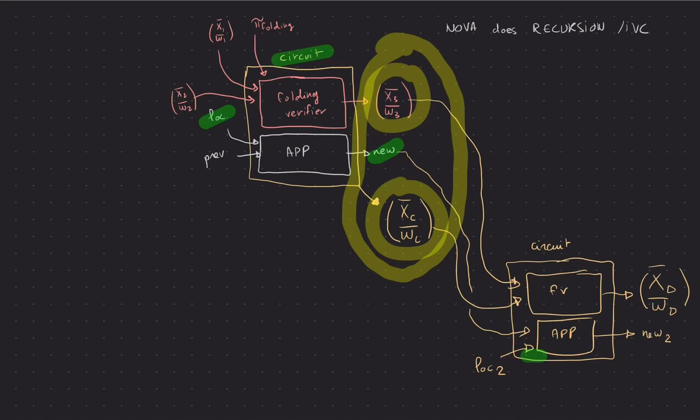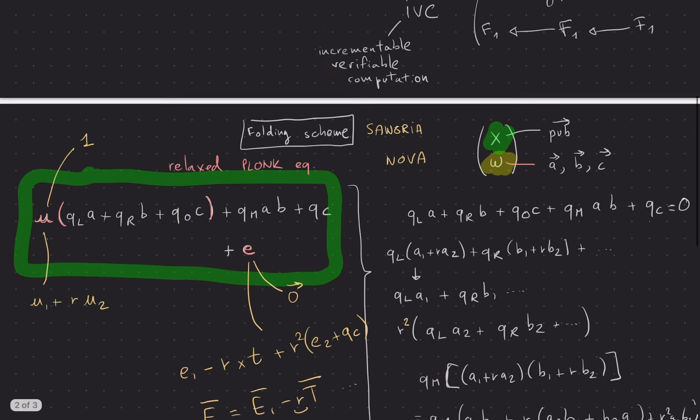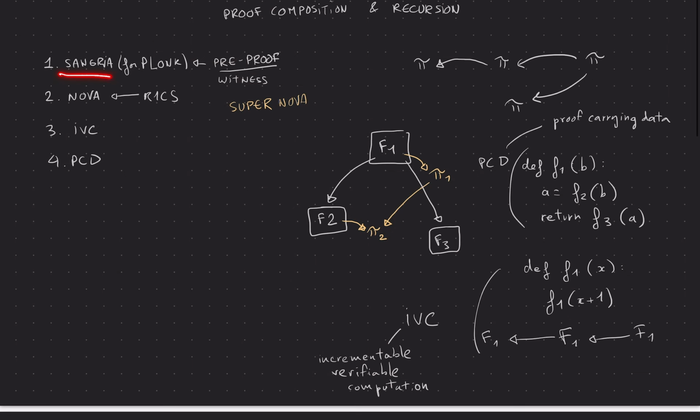I guess I'm back. This is David, and you're watching, I think, the fourth video in this series. We've talked about Sangria and Nova to explain this pre-proof recursion.